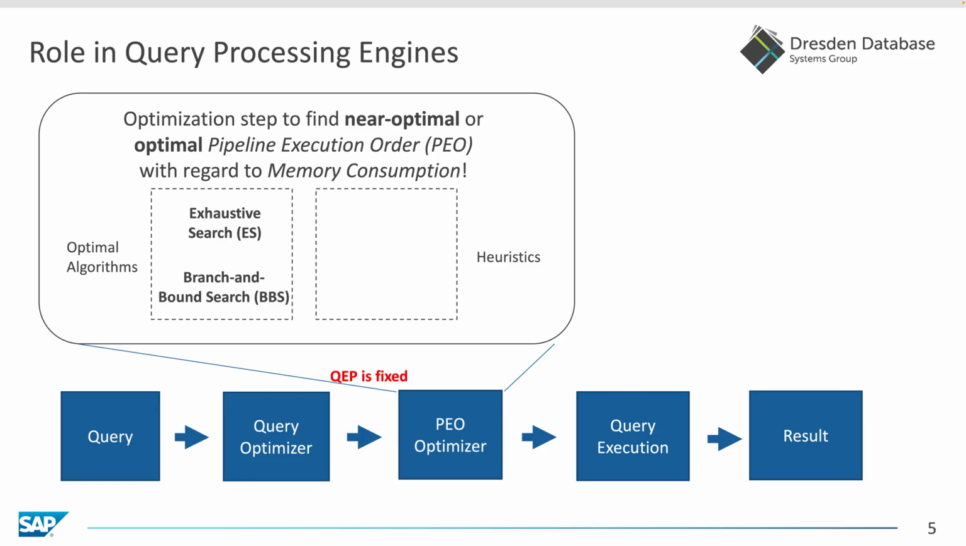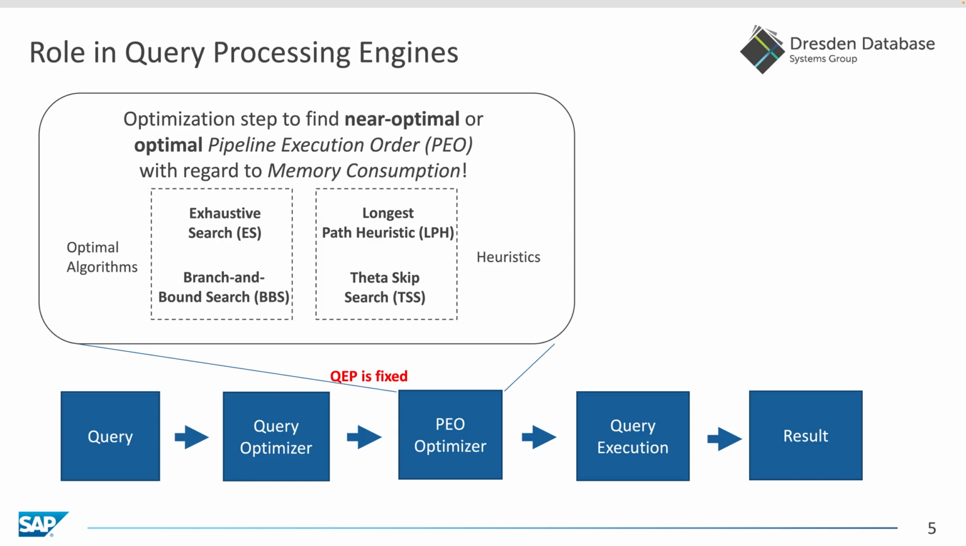We have one exhaustive search implemented, which enumerates all possible alternatives of PEOs. Then we have branch and bound search, which relies on candidate pruning. And regarding heuristics, we have one pure heuristic, which only finds one particular PEO according to some principle. And then we have feta skip search, which also relies on candidate pruning.